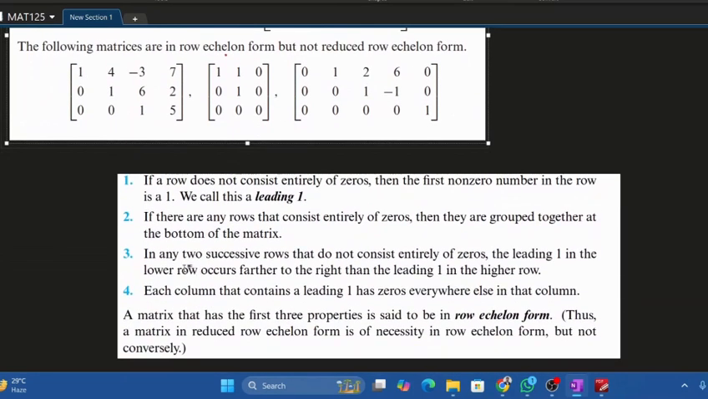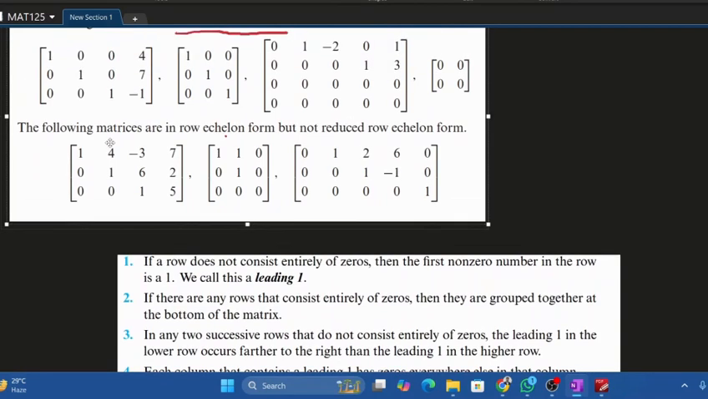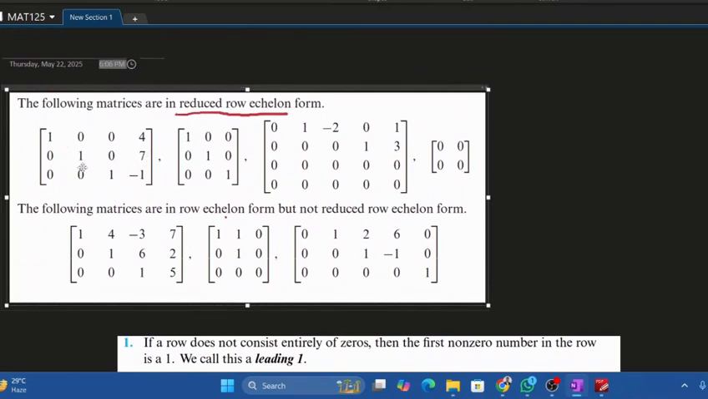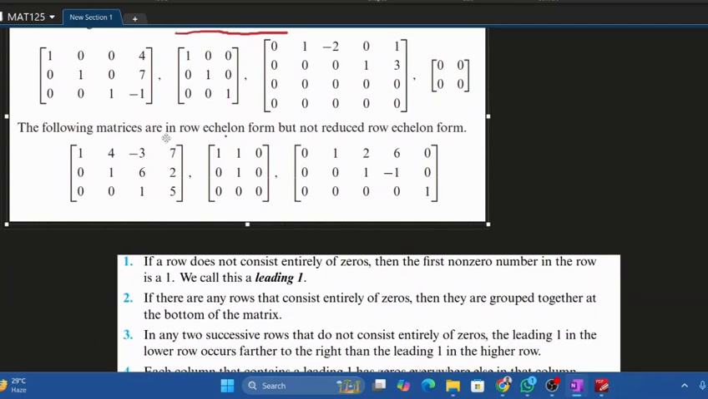Okay, so next, each column that contains a leading one has zeros everywhere else in that column. So this column here contains a leading one, so it must have zeros everywhere. This is a leading one, it does not have zeros everywhere. That's why this is not a reduced row echelon form. To gain reduced row echelon form, we have to have zeros everywhere in that column except that leading one. But in a row echelon form, not reduced, we only have to have zeros under those leading ones, not above. We can have anything above.